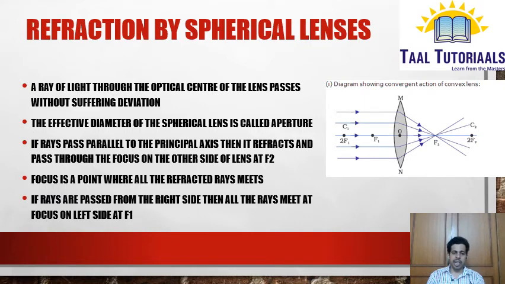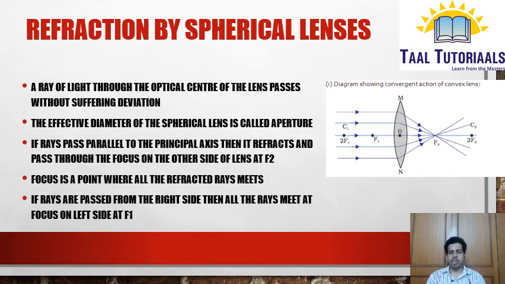If rays are passed from the right side, then all the rays meet at a focus on the left side, that is at F1. So if I pass a light ray from the right side, we observe in the diagram, I have passed rays from left side to right side. Now if I pass the light from right side to left side, then the rays will meet at a point called F1. So if we pass light from the left side, it will meet at a point, focus, on the other side. If we pass light from the right side, it will meet on the other side, that is F1.